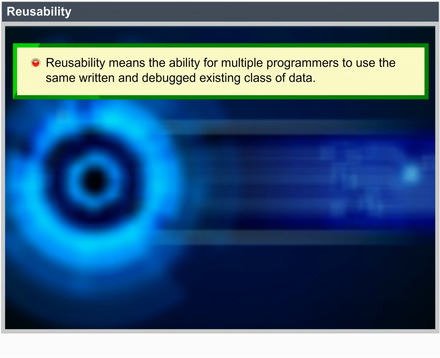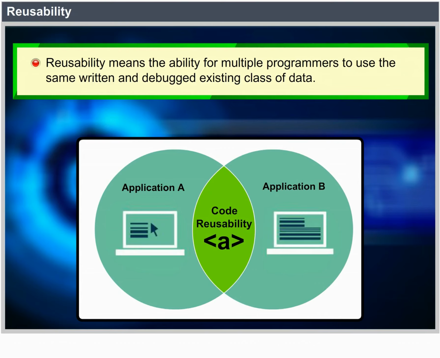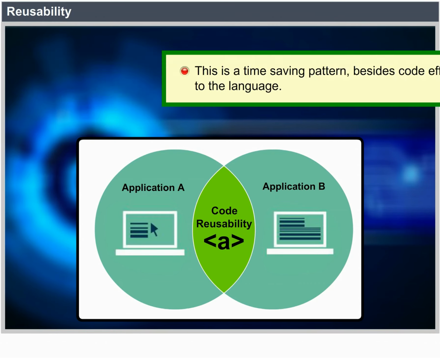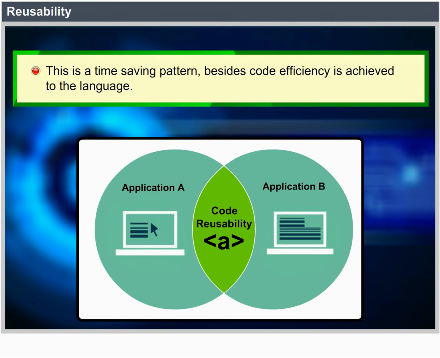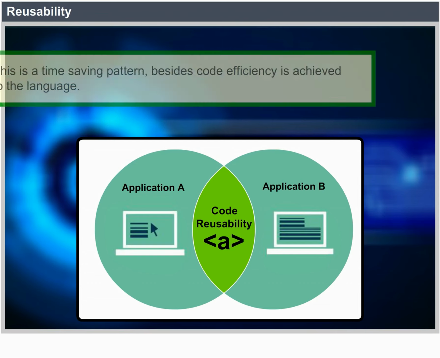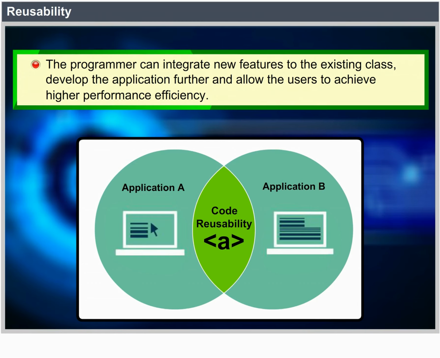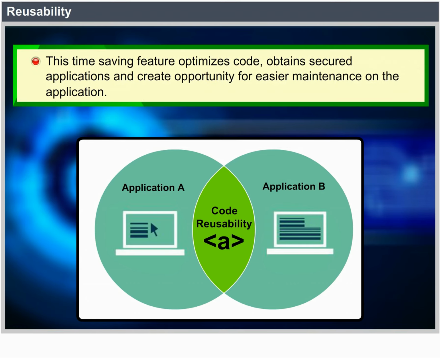Reusability. Reusability refers to the ability for multiple programmers to use the same written and debugged existing class of data. This is a time-saving device and adds code efficiency to the language. Additionally, the programmer can incorporate new features to the existing class, further developing the application and allowing users to achieve increased performance. This time-saving feature optimizes code, helps in gaining secured applications, and facilitates easy maintenance on the application.